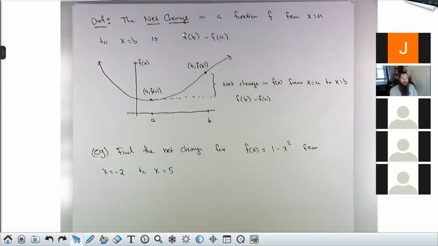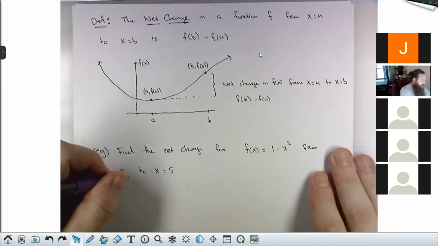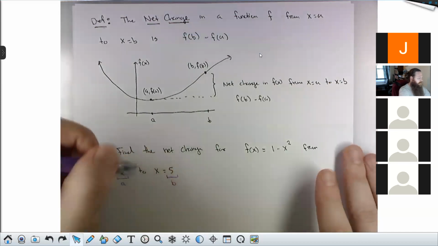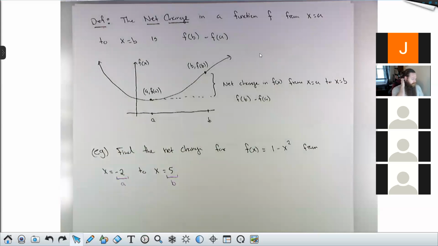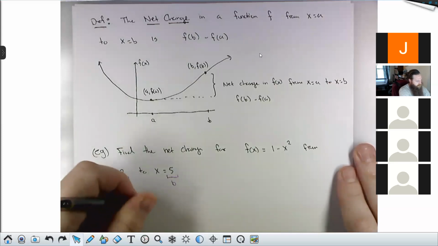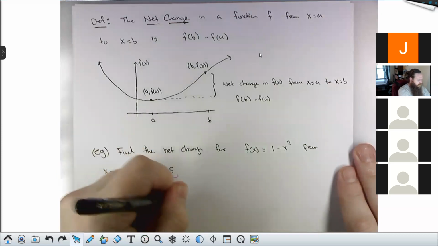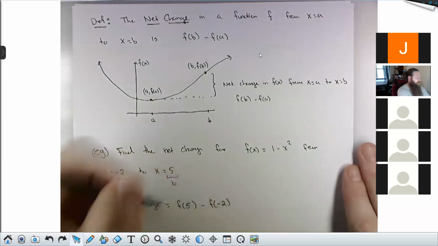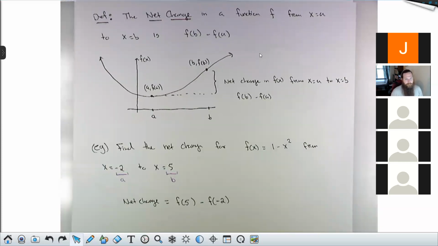We know the formula for net change. It's f of b minus f of a. A is always the smaller number. B is always the larger number. So here this is a. And here this is b. So the desired net change here is f of 5 minus f of -2. And of course, I need to know what is f of 5 and what is f of -2.